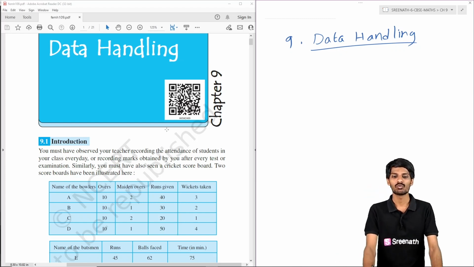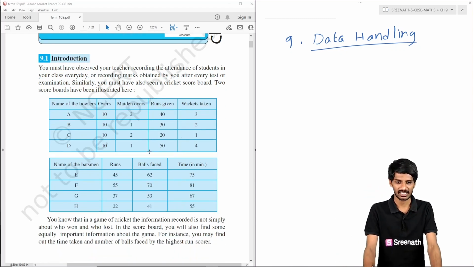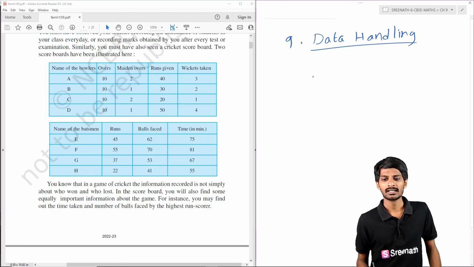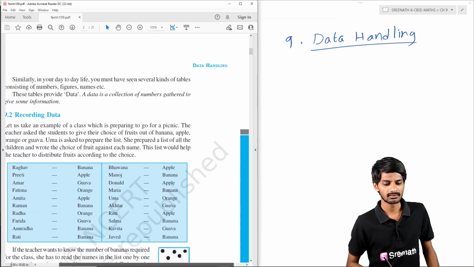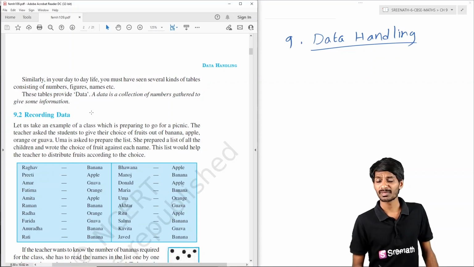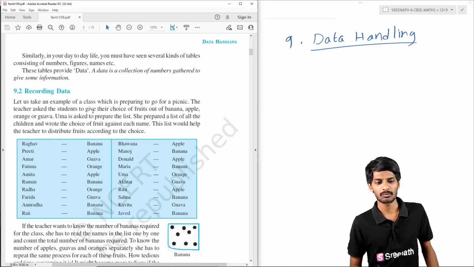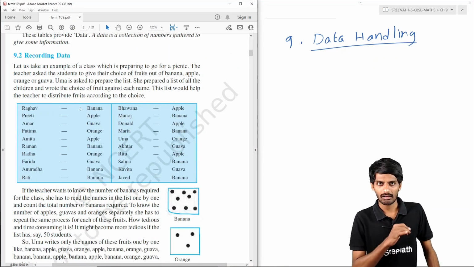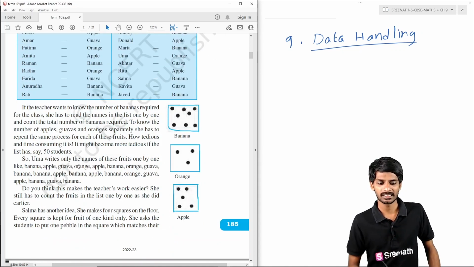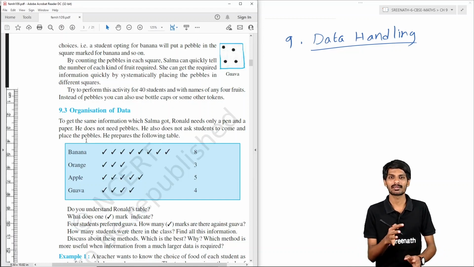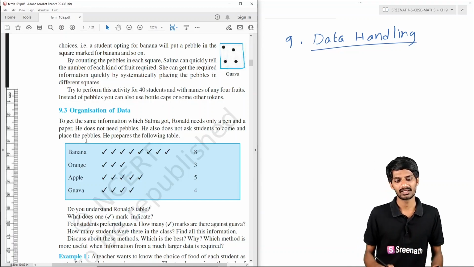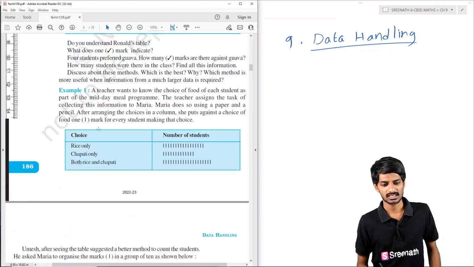Okay, so we will start the session. That is the introduction to the data handling chapter, students. Next thing is recording data. So what is meant by data? We are going to learn about it, and how to record data, what is meant by recording data. And next thing is organization of data. So how to organize the data, what is the better way? That is the thing we are going to discuss, students.